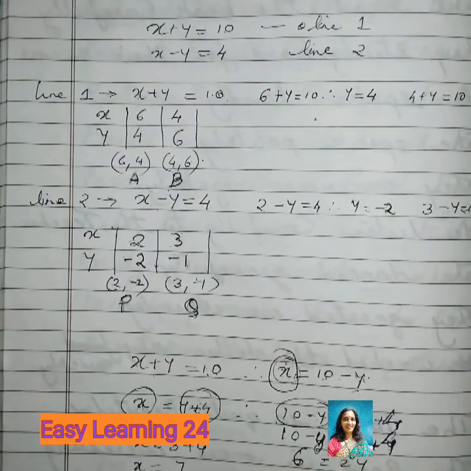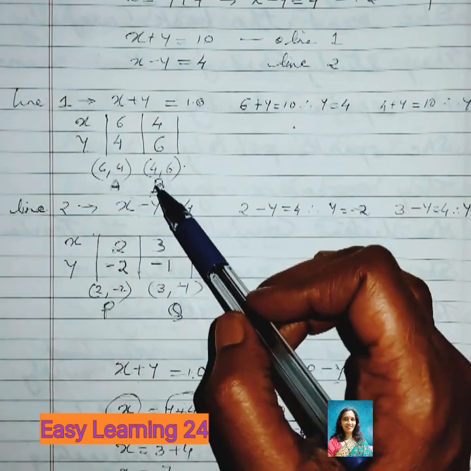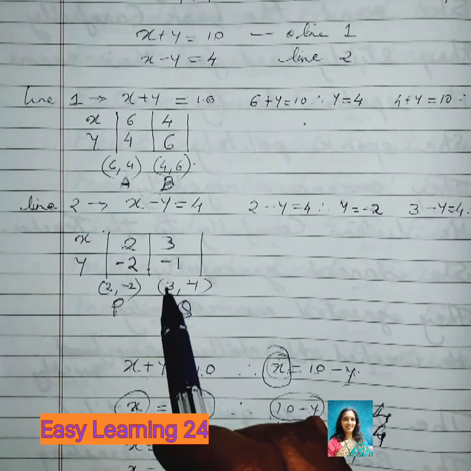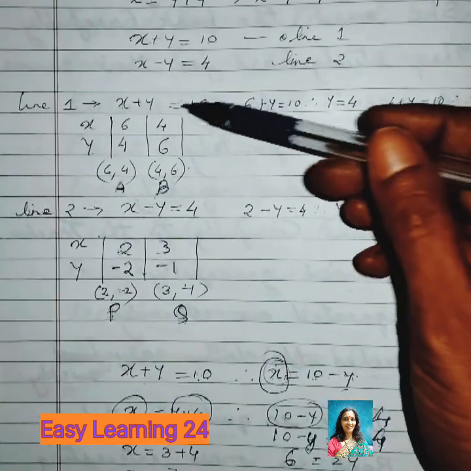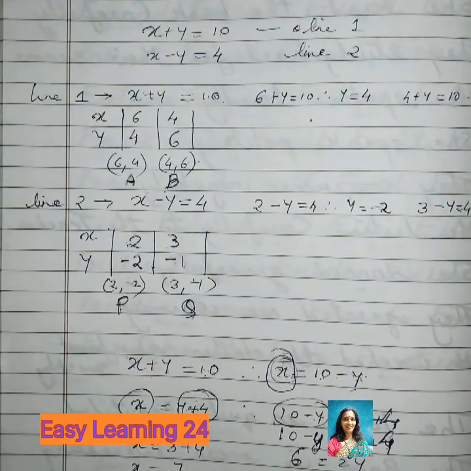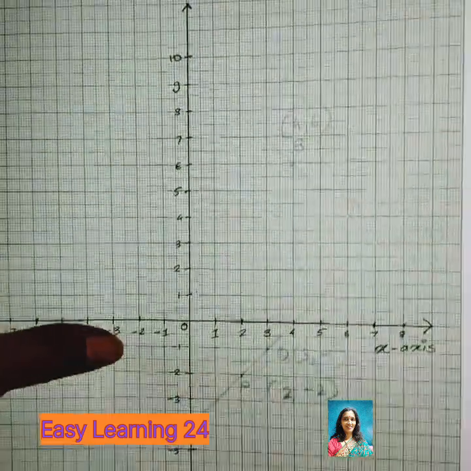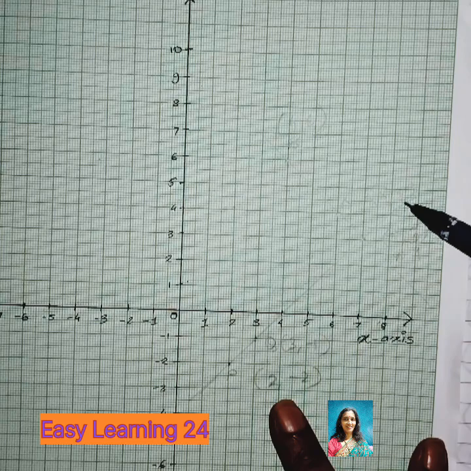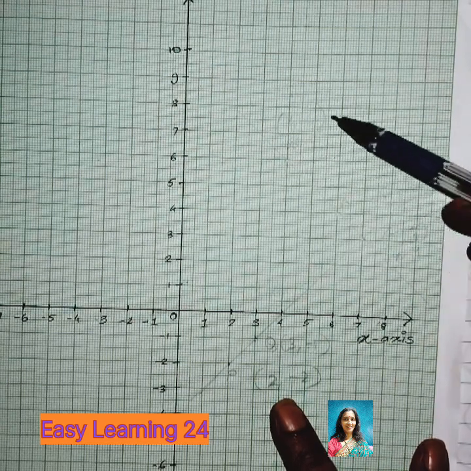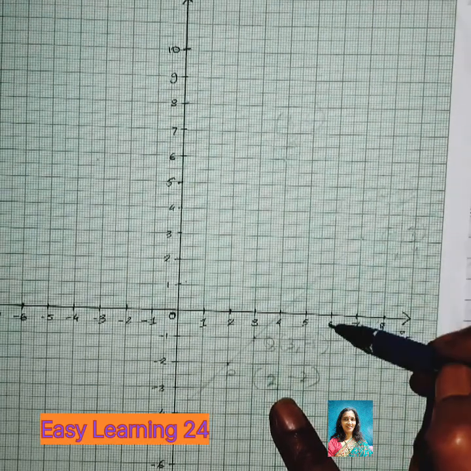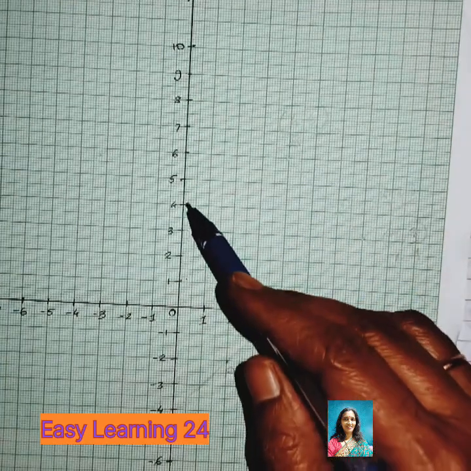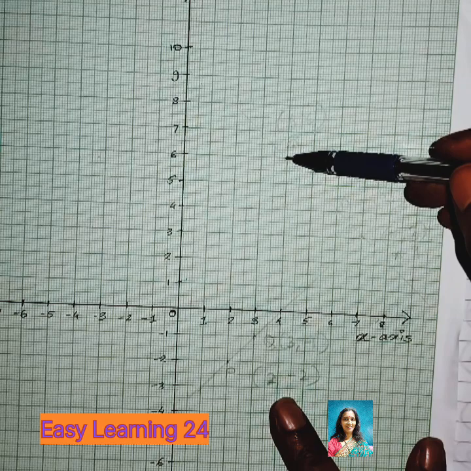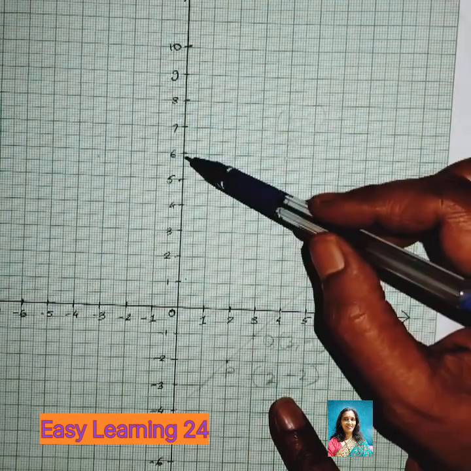So, we got the points: point A 6, 4, point B 4, 6, point P 2, minus 2, and point Q 3, minus 1. Okay, line 1 and line 2. So let's check on the graph paper. See, I have written over here point A 6 and 4, point B 4 and 6. This is 6 on the x-axis, 4 on the y-axis. Okay. Now point B, x-axis is 4, y-axis is 6.